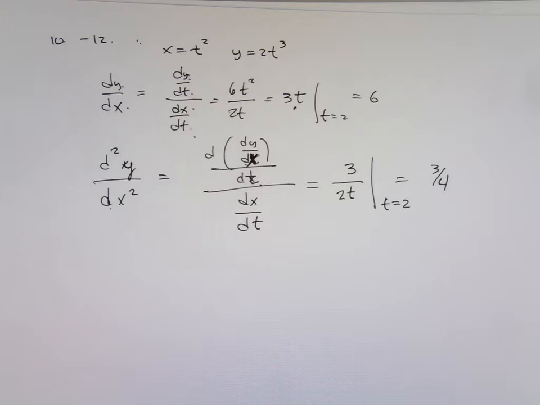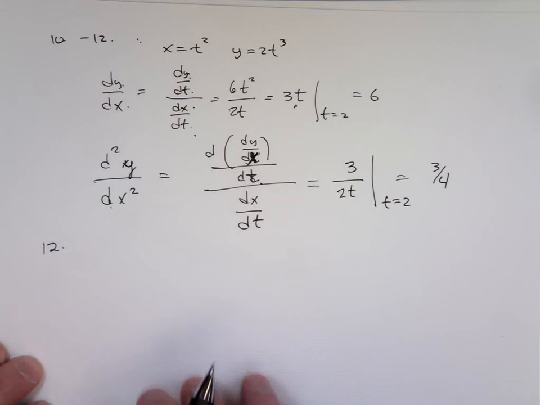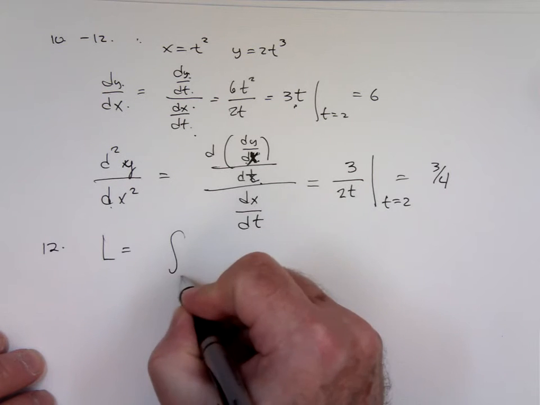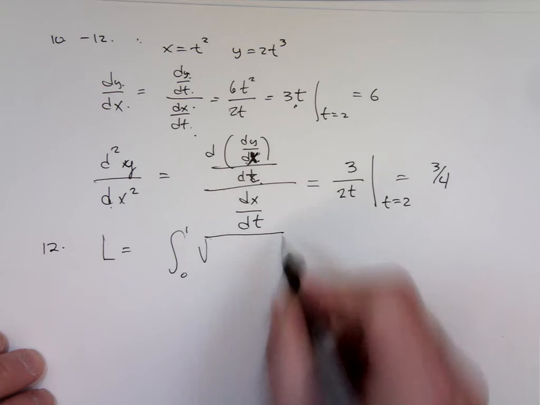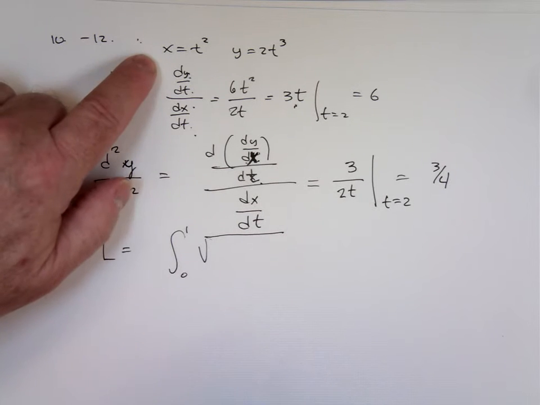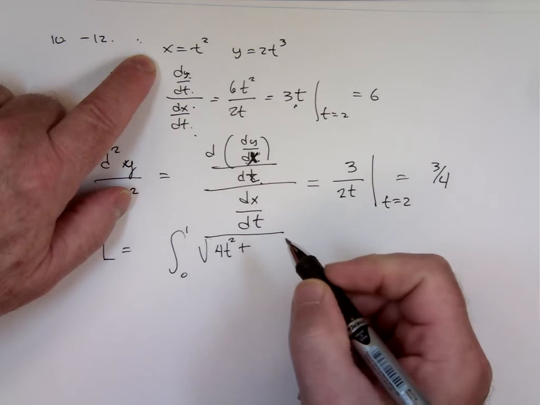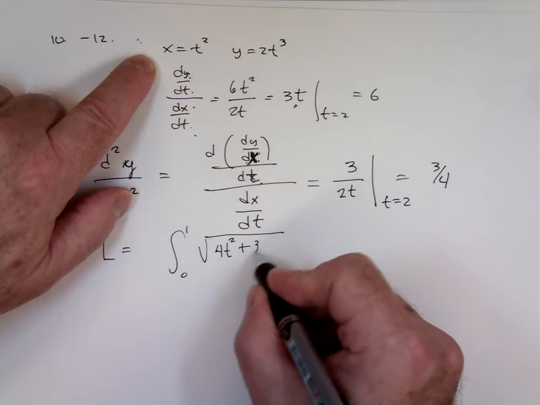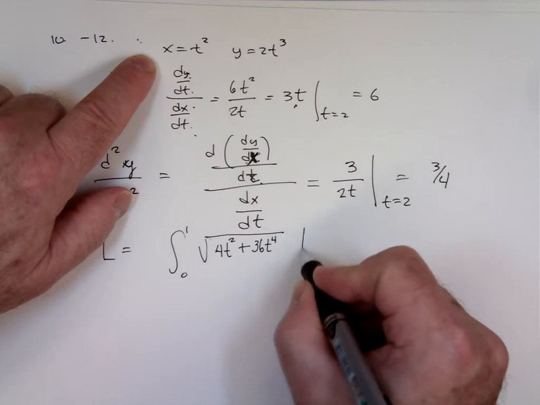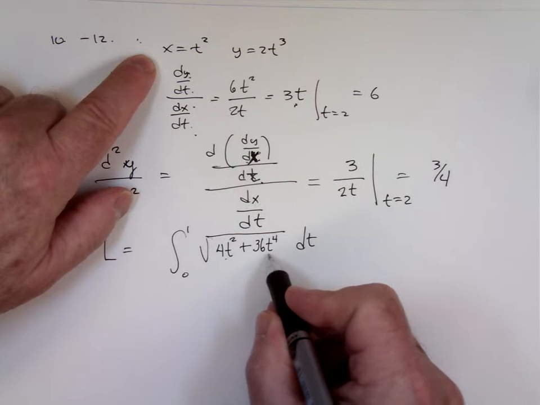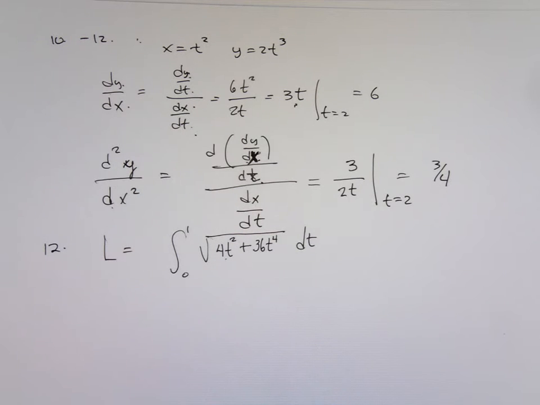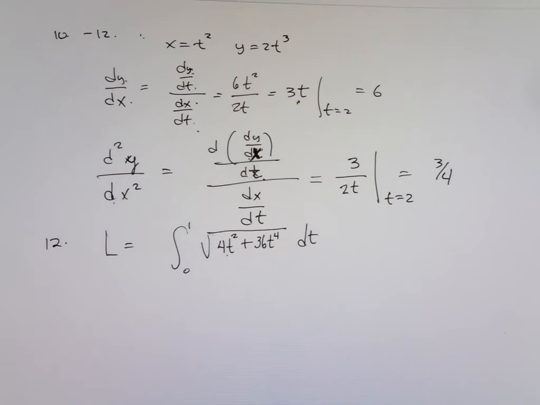Okay. Oh, and number 12. There's a 12 here. Arc length of the curve. Arc length is equal to the integral, we are going from 0 to 1, of the square root of dx/dt squared, that's 2t squared, plus dy/dt squared, 6t squared, squared, dt. Okay? dx/dt squared, dy/dt squared. And just leave it like that. That's the answer. So that answer would be B.